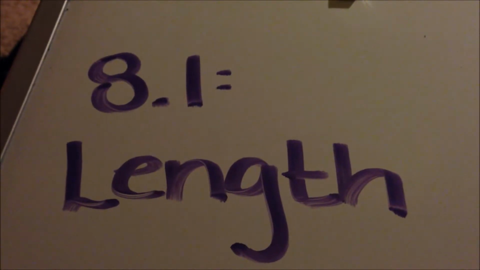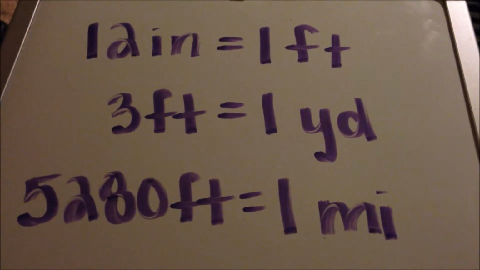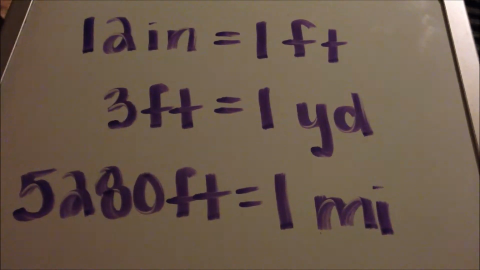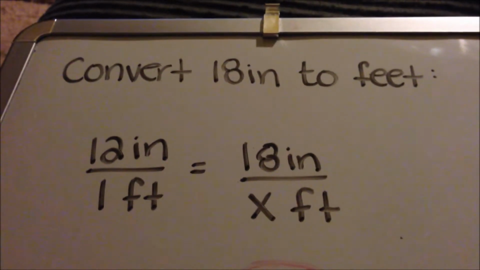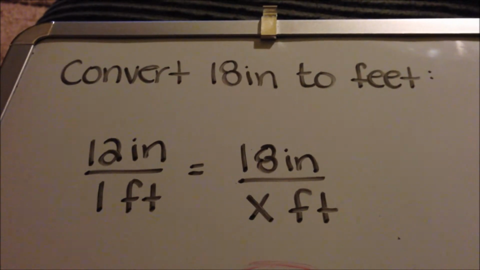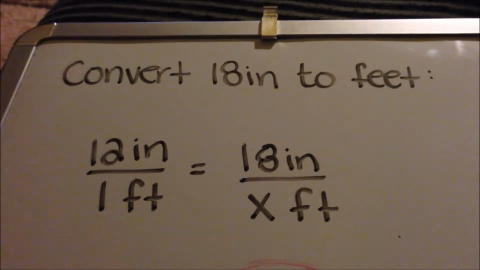Section 8.1, Length. There are 12 inches in 1 foot, 3 feet in 1 yard, and 5,280 feet in 1 mile. Determine how many feet are in 18 inches. In other words, convert 18 inches to feet. The best way to solve this is to set up a proportion. Inches to feet equals inches to feet.